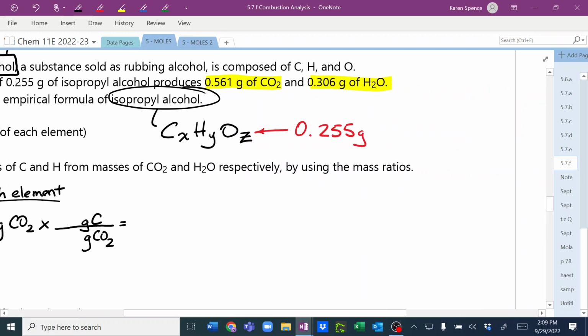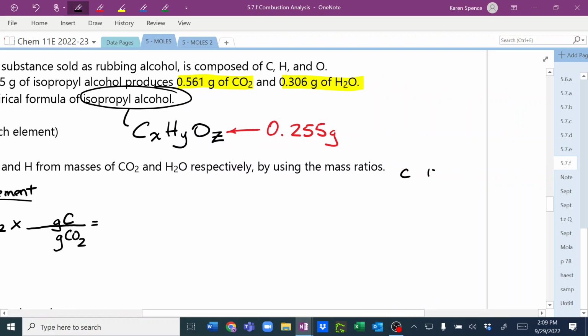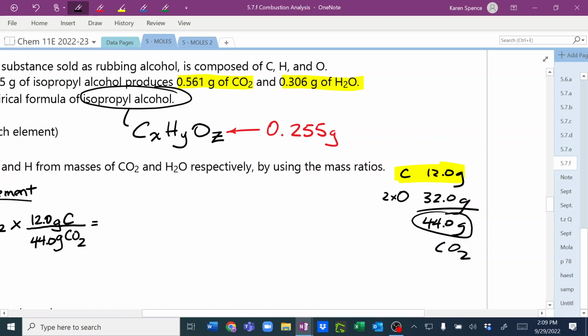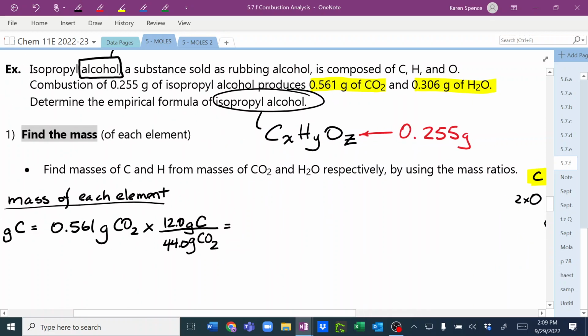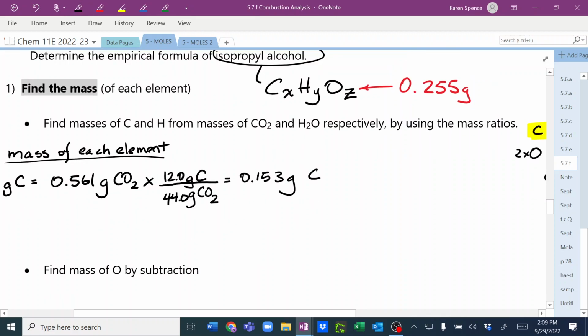On the side, you can write carbon, I have 12 grams. Oxygen, I have 32 grams because I've got 2 of them, right? And so that gives me 44 grams. So there are 12 grams of carbon for every 44 grams of CO2. And we get 0.153 grams of carbon. Okay?